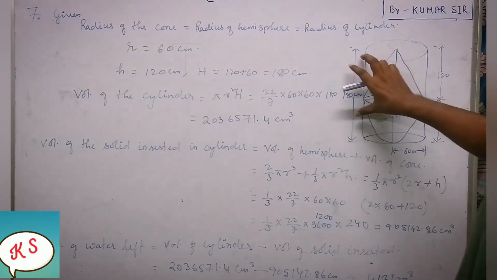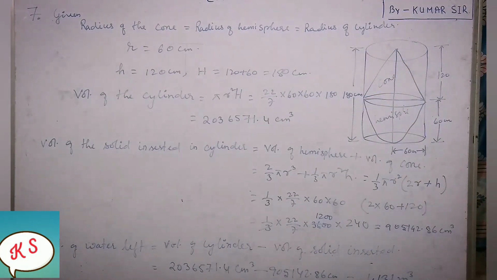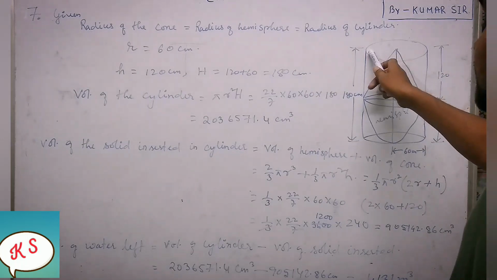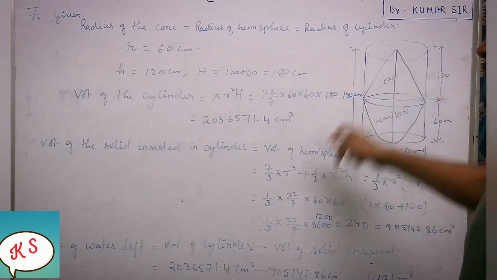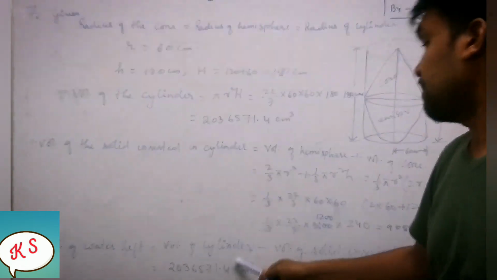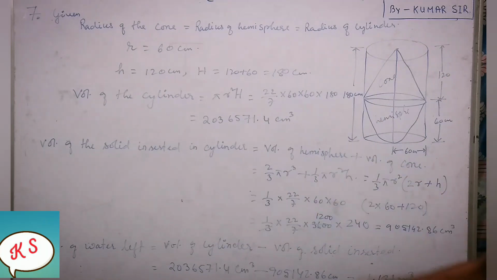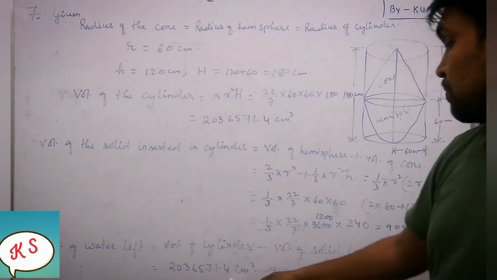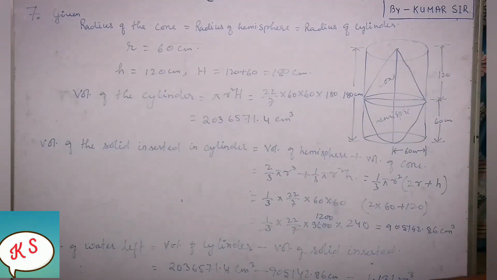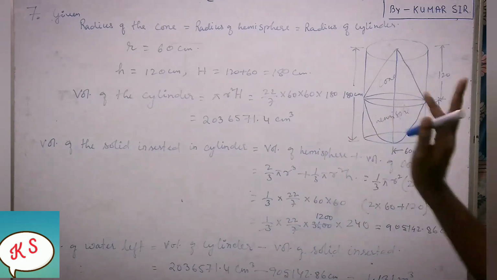We have the volume of the cylindrical vessel. Now how much water is left? How will we calculate it? Volume of water left is equal to volume of the cylinder minus volume of the solid, the solid meaning the one inserted. So we have substituted the values, and when you subtract, you will get 1.131 meter cube of water left in the cylinder.